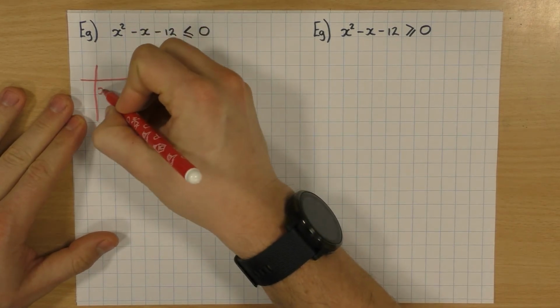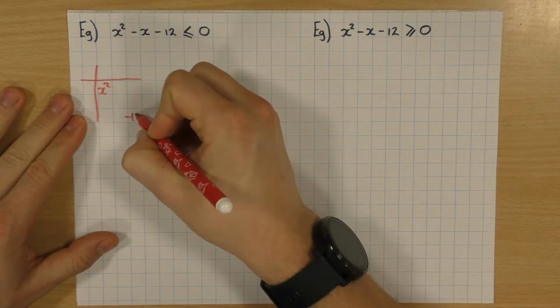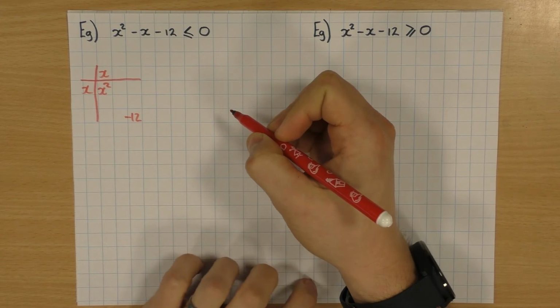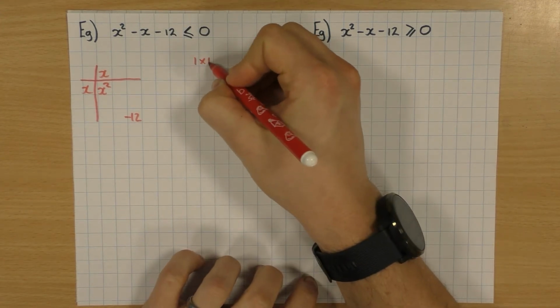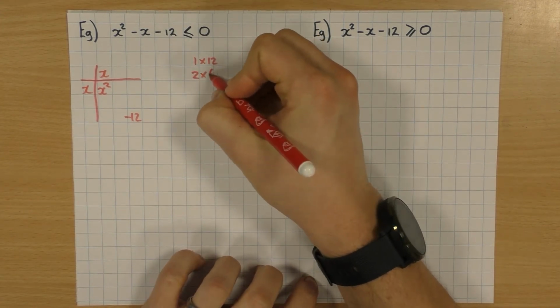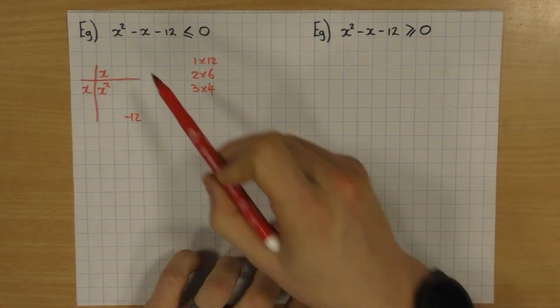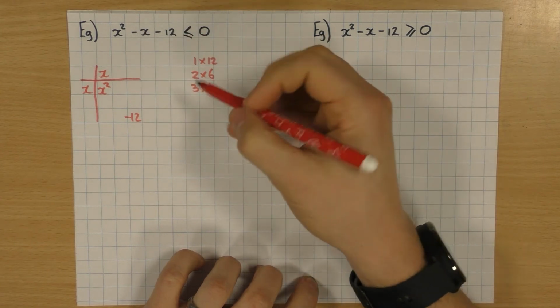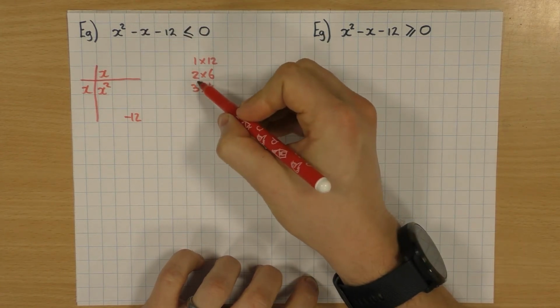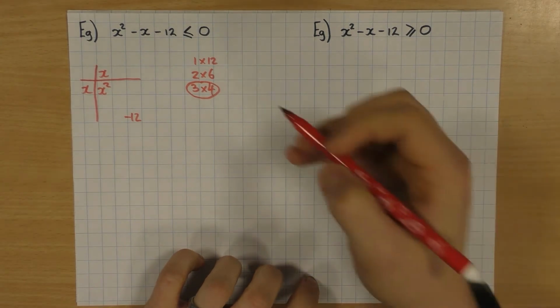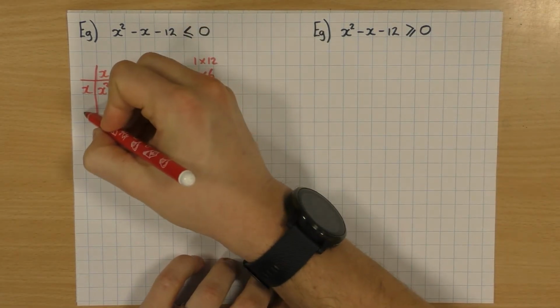So my x squared goes in here, and I have my minus 12. x times x gets me x squared. And let's find some numbers that multiply to get 12. 1 and 12, 2 and 6, 3 and 4. So which one of those am I going to use to get minus x, or just 1, however you want to think about it? It's definitely going to be the 3 and the 4. The difference there is 1. So put 4 there and a 3 there.